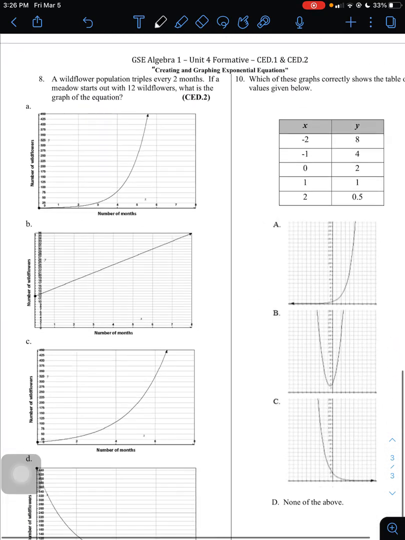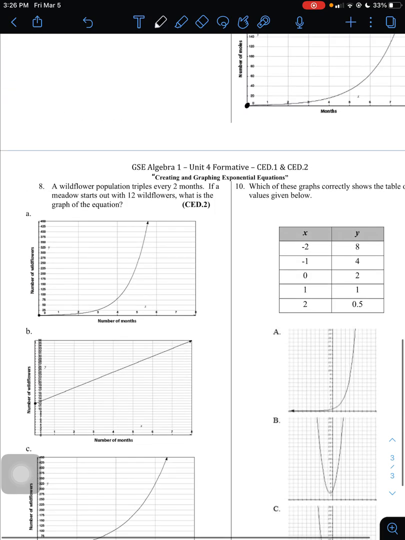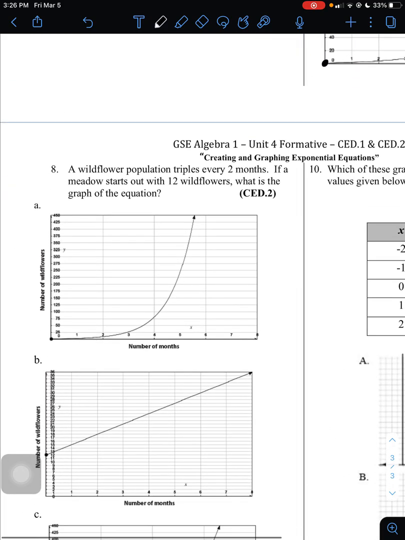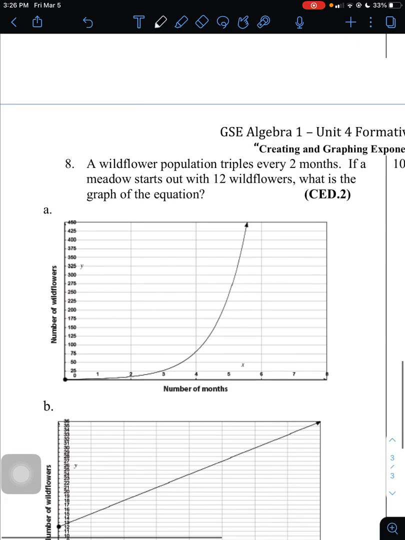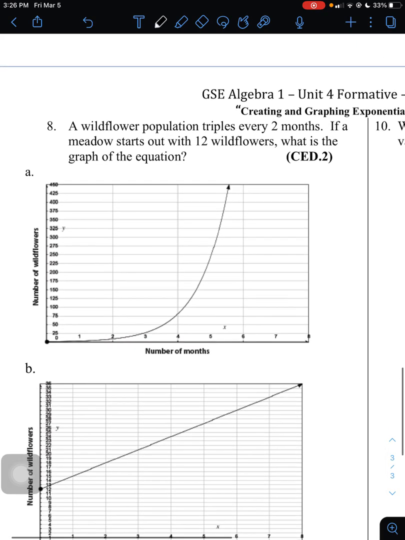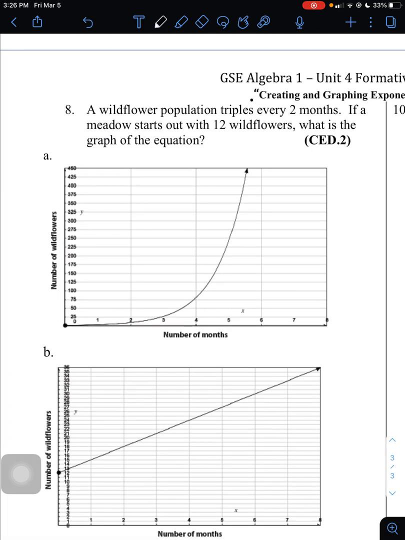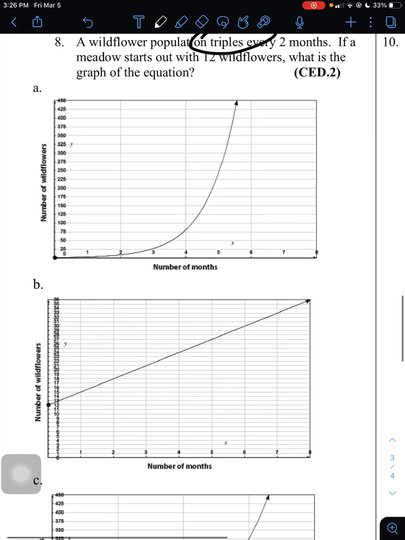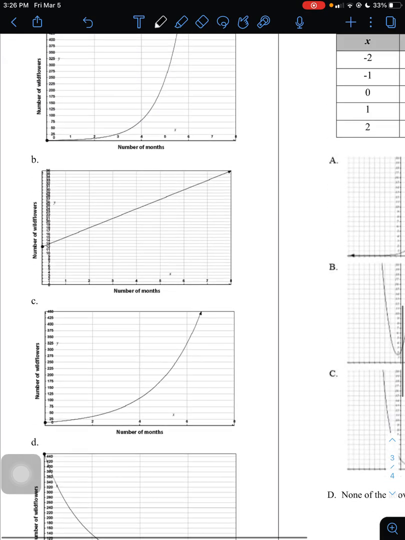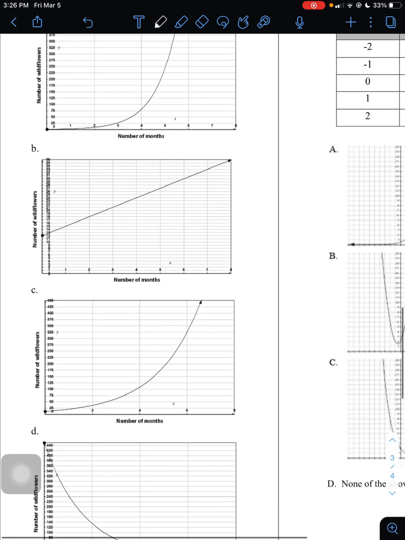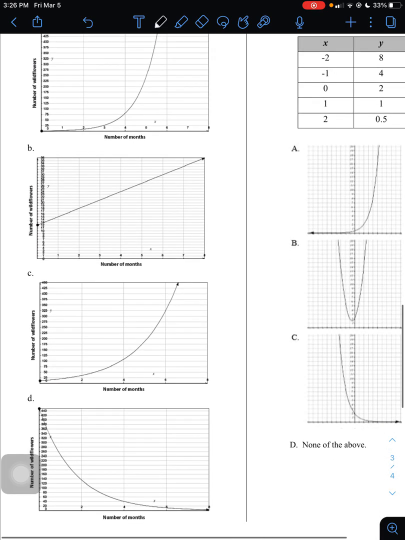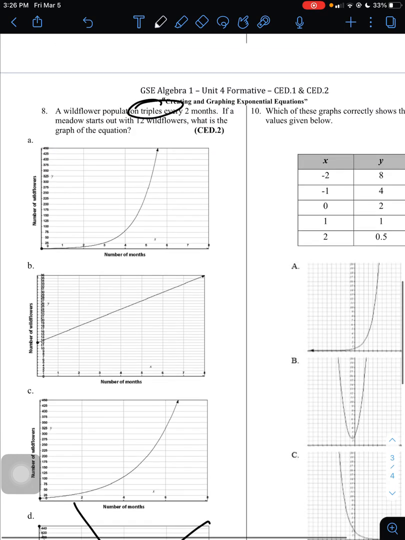Alrighty, let me look at 9 and 10. Alright, so we have a wildflower population tripling every 2 months. It says we started with 12. So what is the graph of that equation? So since we're tripling every month, do you guys think that our population is increasing or decreasing? Increasing. So one of these graphs we need to go ahead and eliminate. That's going to be answer choice D, because D is decreasing.